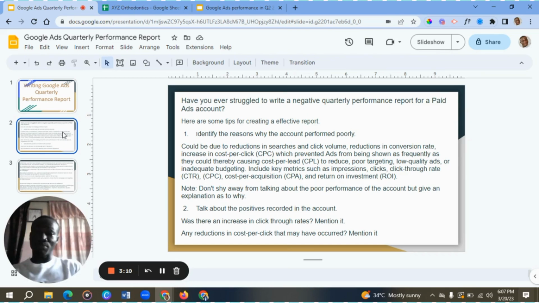So the first tip to write a quarterly report for an account, and if you don't understand what I mean by a quarterly report, usually we have 4 quarters or 3 quarters in a year, depending on how the agency you are working with divides it. When it's 3 quarters in a year, that means each quarter is 4 months. So we can say from January to April is a quarter, so on and so forth. But when it's 3 months, from January to March is a quarter. So if you are using the one of 3 months, you're going to have 4 quarters. While if you're using that of 4 months, you're going to have 3 quarters.